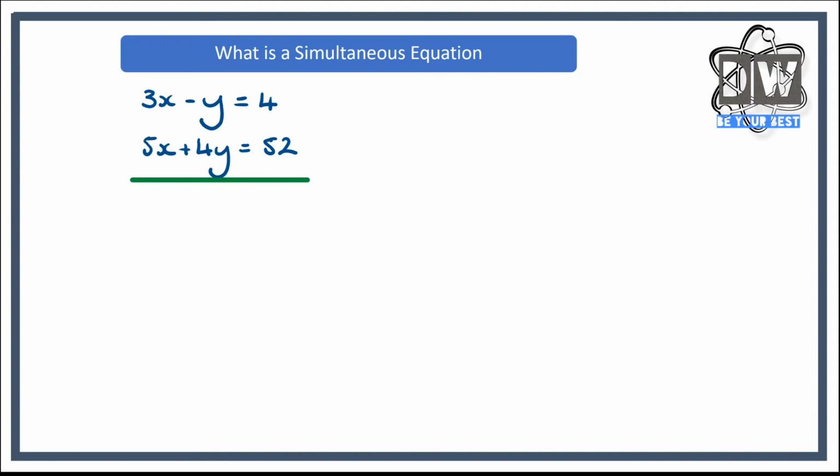So the way that we do this is we look at the x's for a start. Can we turn 3x into 5x? Well, this is by multiplying, by the way. The answer is no, I can't. But can I turn this y into 4y? And the answer is yes, I can. And if I times that y by 4, I'd end up with minus 4y.